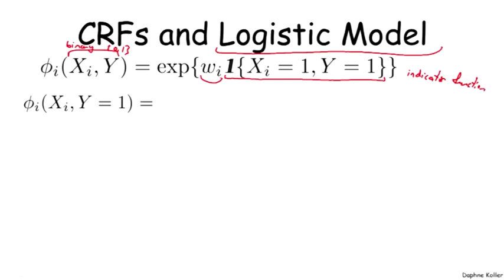So let's look at phi i of xi and y equals 1. Well, if you look at that, in this case, y is always 1. And now we have two choices. Either xi is 1, in which case the indicator function is 1, or xi is 0, in which case the indicator function is 0. So you can rewrite this as exp of wi times xi, right? Because if xi is 0, then you get exp of wi times 0, and if xi is 1, you get exp of wi.